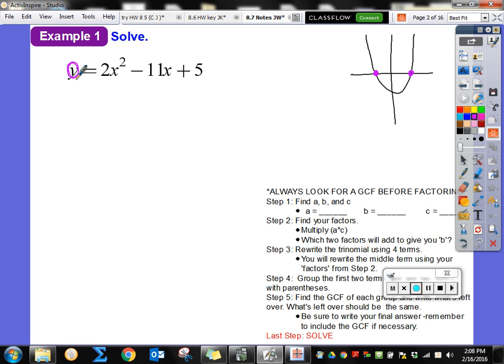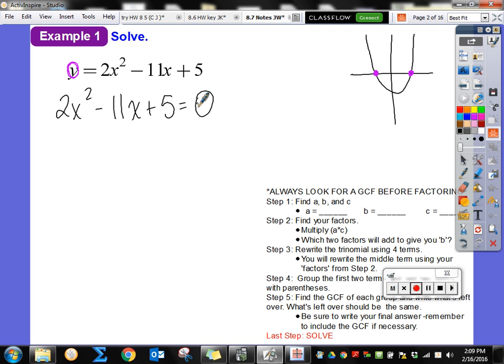Now, this is just one of my little weird tendencies. I really like my equal 0 to be on the other side. So the first thing I'm going to do is rewrite this, and I'm just going to move my equal 0 to the other side. So 2x squared minus 11x plus 5 equals 0. Notice you have your same steps from last time that we're going to do on this one.